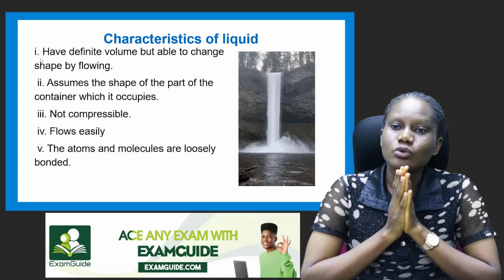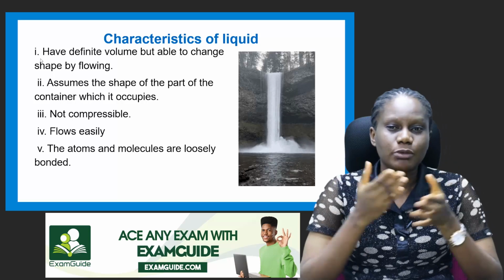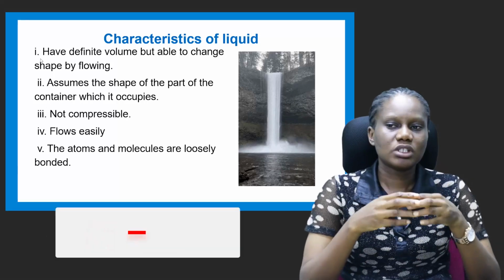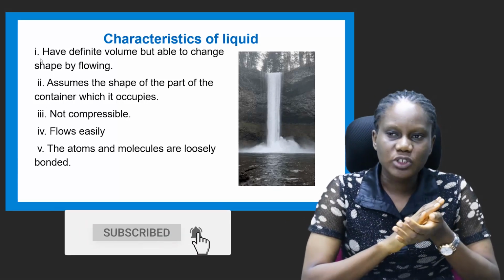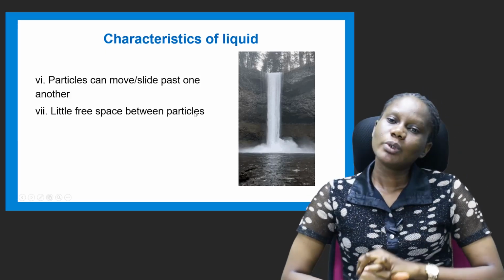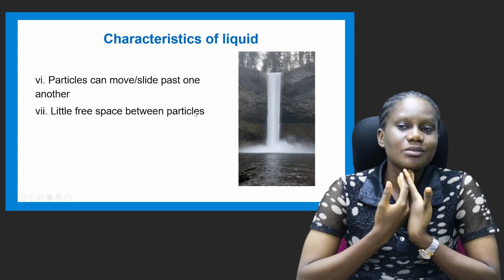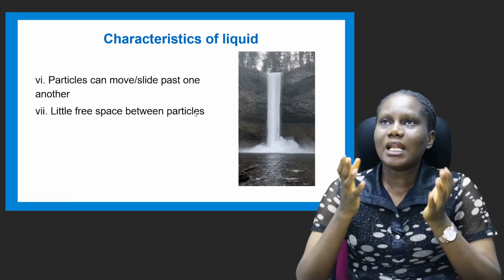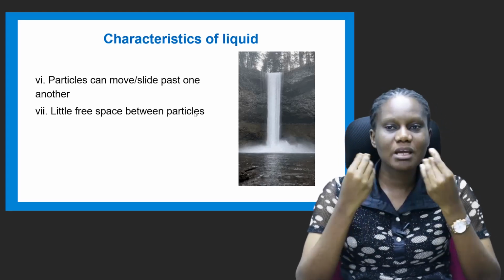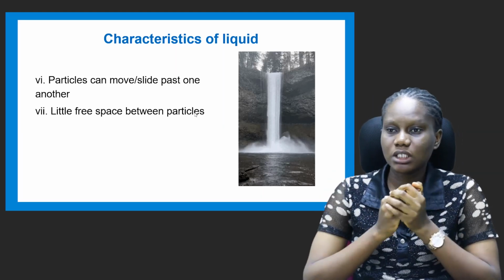They will always look for a way to go out, because they flow easily, and the reason they flow easily is because their atoms and molecules are loosely bonded. Another characteristic of liquid is that the particles can move or slide past one another. Unlike a solid, which cannot easily move, in liquid they can move past one another. That explains the reason they flow.